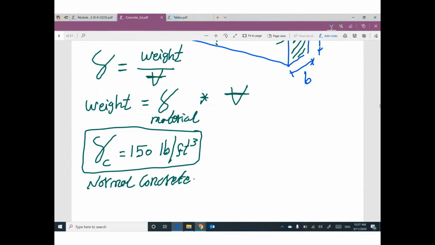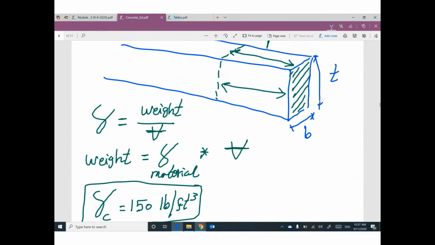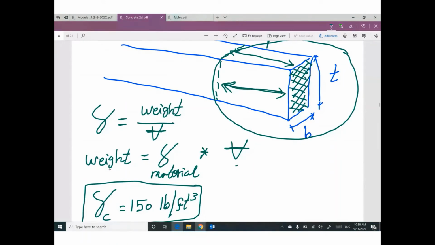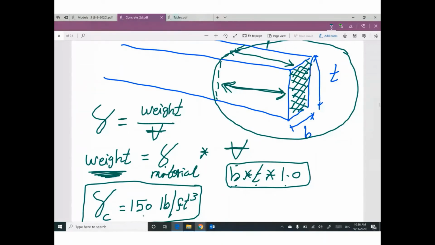How can I get the volume for this part of the cross section, of this part of the beam? Volume of anything is the area of the base times the height. So B times T times unit length 1. This is the volume. If you multiply B T times 1 times gamma, which is 150, I can get the weight per unit length.